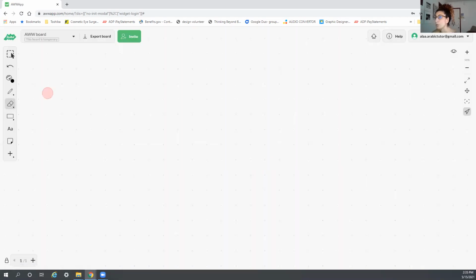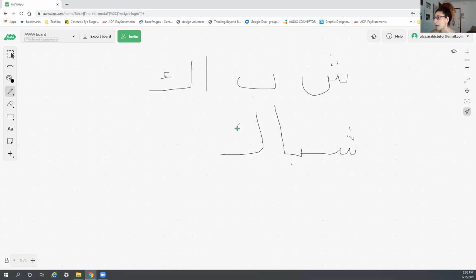Let's do, for example, window, shubak. It's basically sheen, ba, aleph, kaf. So sheen, the curve is going to be a straight line. Ba in the middle, aleph, and kaf, because aleph does not connect with anything on the left. So kaf is going to look as usual, the separate form of kaf.